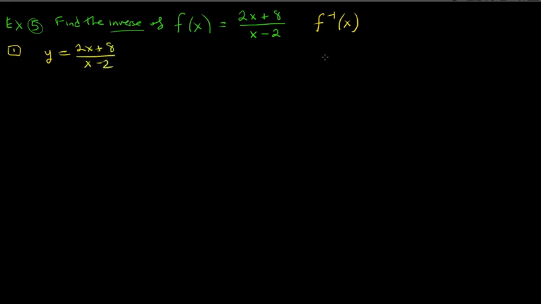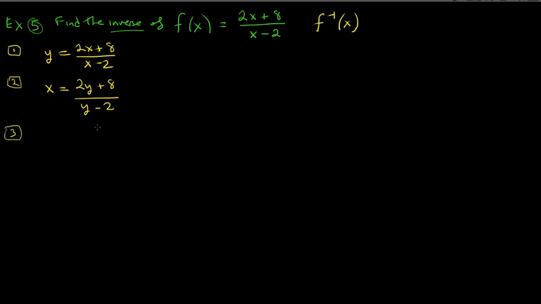Right. Step 2, interchange x and y, so the y becomes an x, and this x in the numerator becomes a y. And likewise, this x in the denominator also becomes a y. Change all the x's to y's and all the y's to x's. Okay? Now comes the hard part.